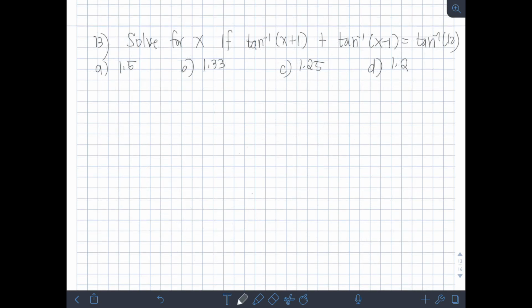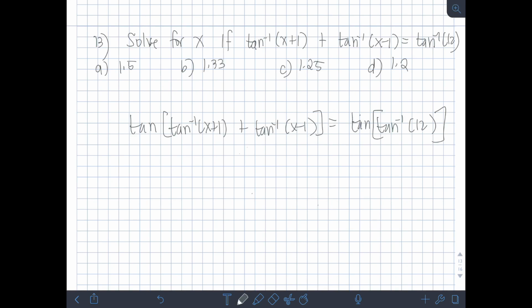Okay? Next, we have solve for X if arctan of x plus 1 plus arctan of x minus 1 is equal to arctan of 12. Okay, so sulat ko muna, arctan of x plus 1 plus arctan of x minus 1 is equal to arctan of 12. So, pwede natin gawin dito ay hanapin natin yung tangent ng both sides of the equation. Okay?